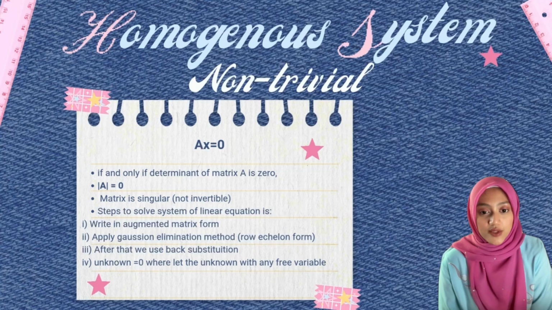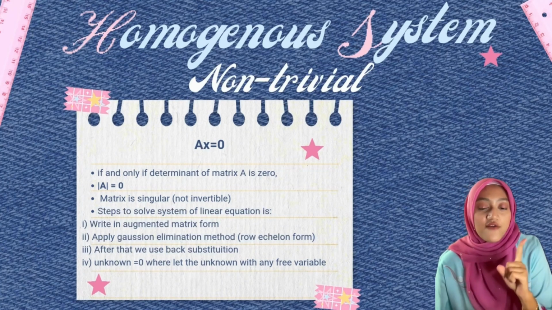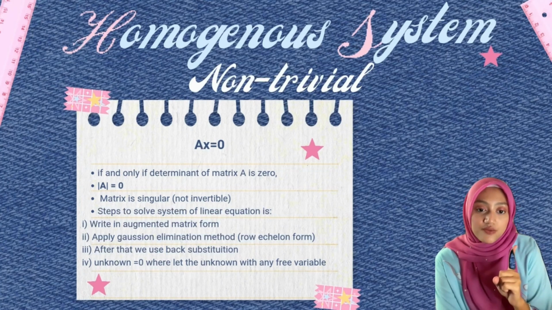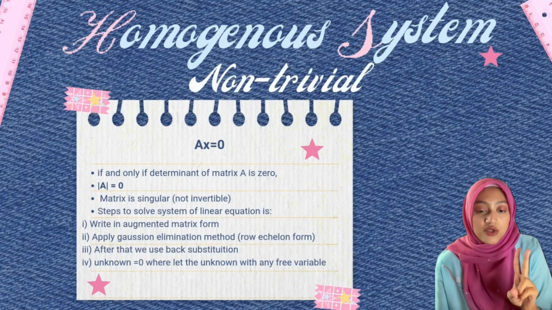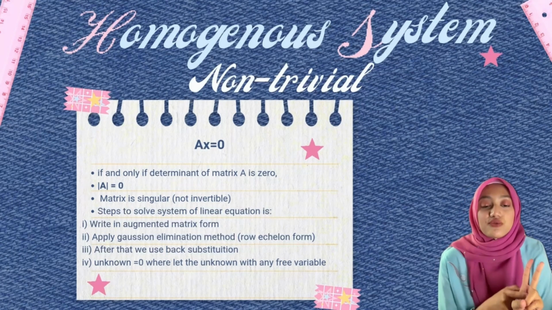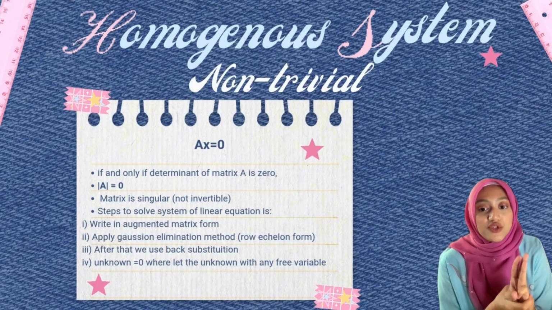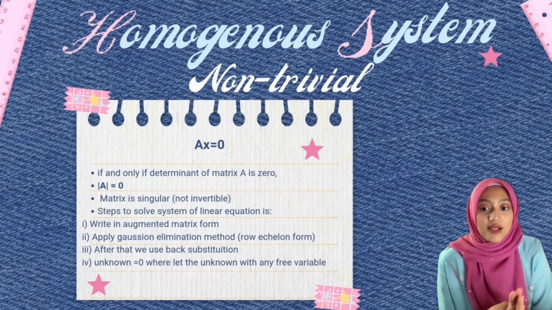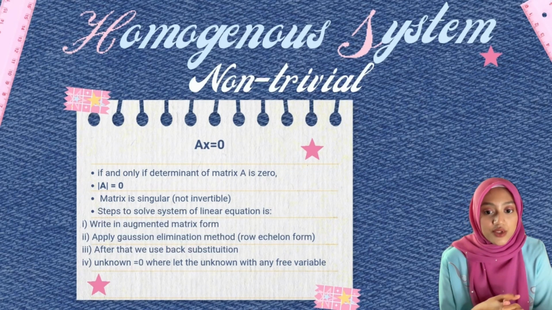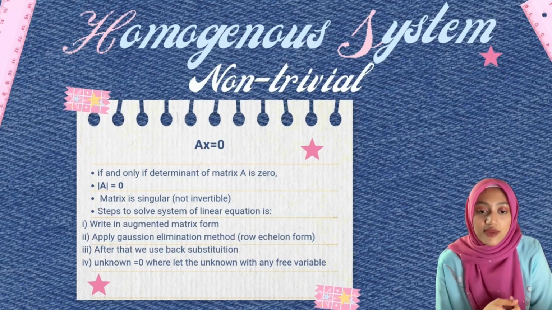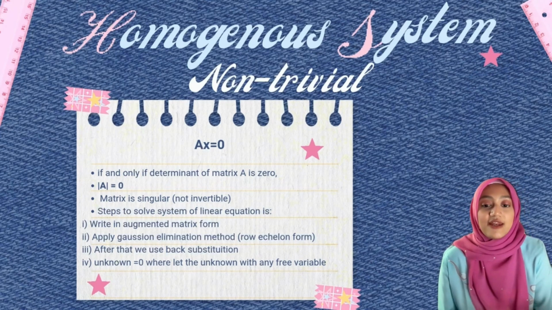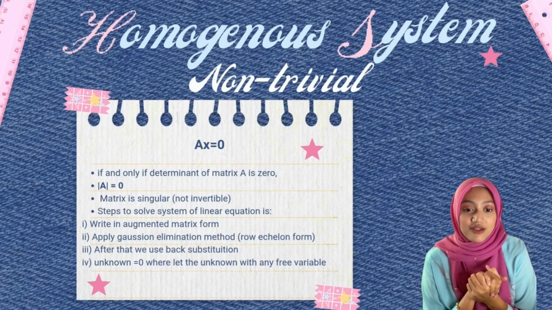The steps to solve a system of linear equations are: first, write it in augmented matrix form. Second, apply the Gaussian elimination method, where we need to make sure the matrix is in row echelon form. Third, use back substitution. And lastly, we set the unknown equal to 0, where we need to let the unknown be any free variable. And finally, we get infinitely many non-trivial solutions.